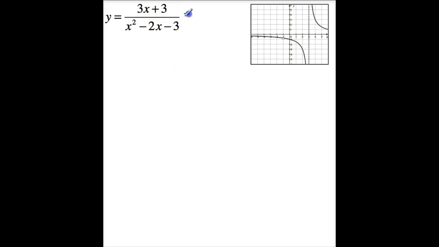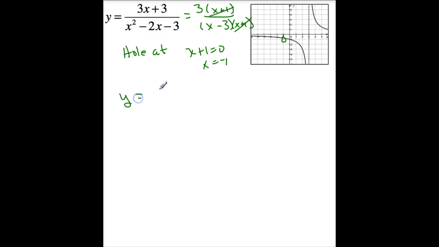The first thing I want to do is factor it. So this is x plus 1. Now, what does the denominator become? x minus 3 times x plus 1. Now you see these two terms go away. So that tells me there's a hole at x plus 1 equals 0 or at x equal -1. So that's the hole, but it's not an asymptote. So another way to write the function is y is 3 divided by x minus 3.